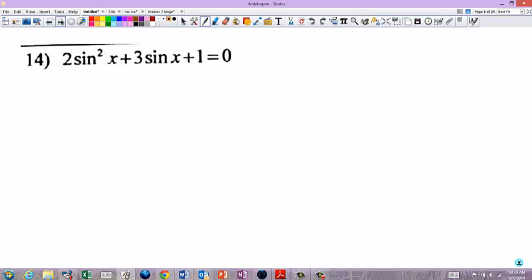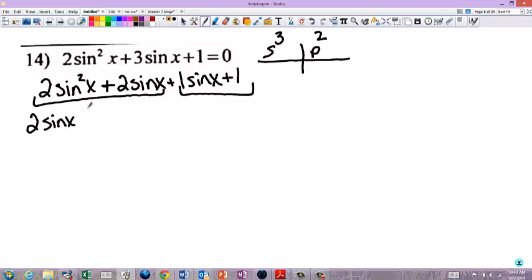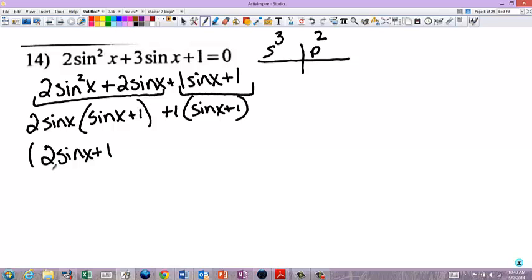This one, you actually can factor it. Yay! What multiplies to give you 2 and adds to give you 3? It'd be 2 and 1. So I'm going to factor by grouping: 2 sine squared plus 2 sine of x plus 1 sine of x plus 1. So it'd be 2 sine of x plus 1 times sine of x plus 1.